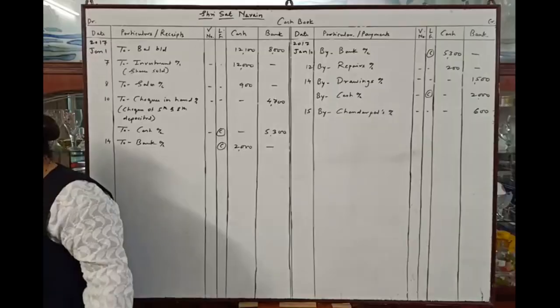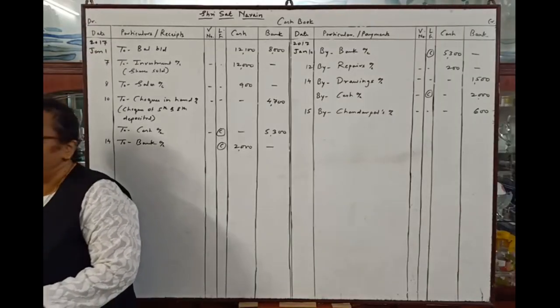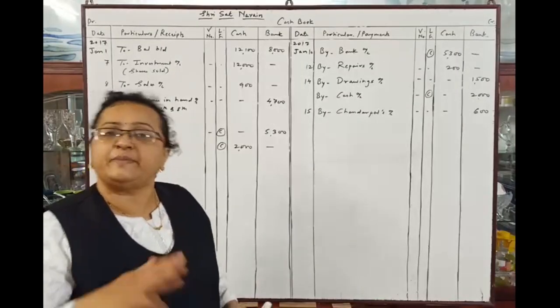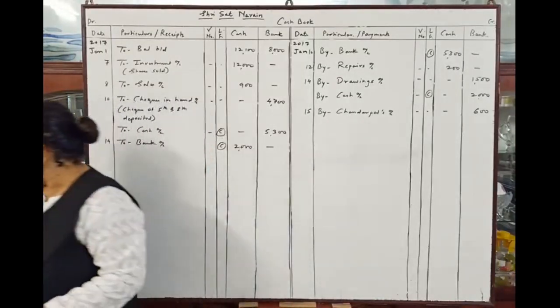And received discount rupees 50. The entry of discount received will be passed in the journal proper.